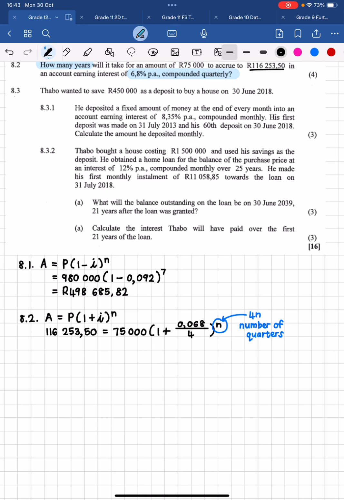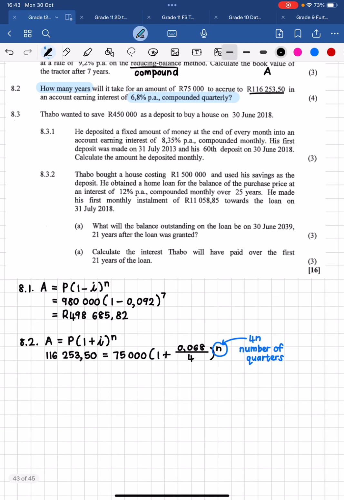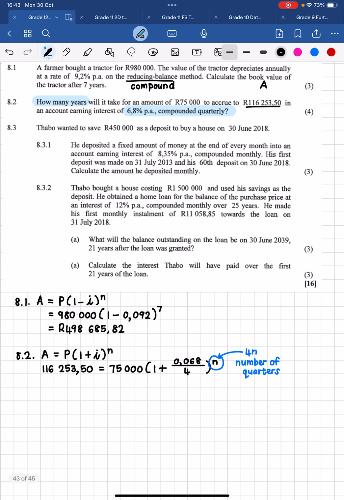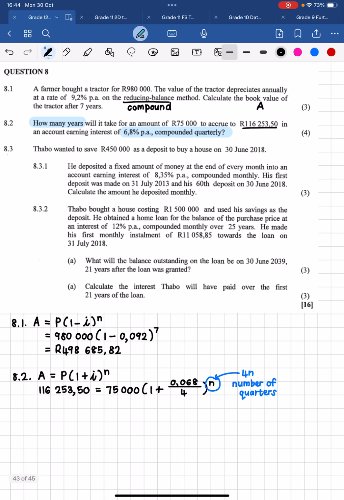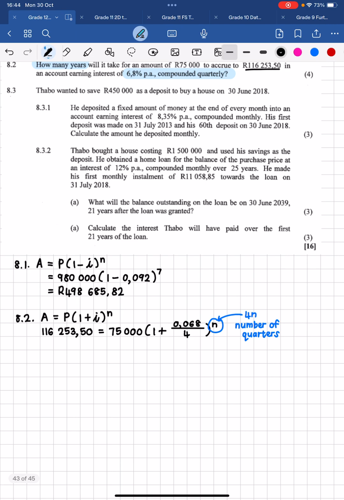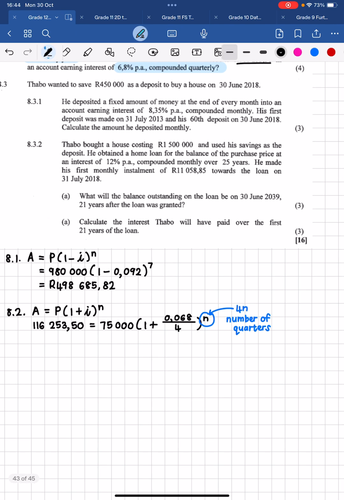Why are we using the compound formula? Because for present value, you only use that if it's an annuity, so you're making regular payments, the same amount you're paying every month or so. This is just one amount of 75,000. So if it's just one amount, then we only use the compound interest formula.